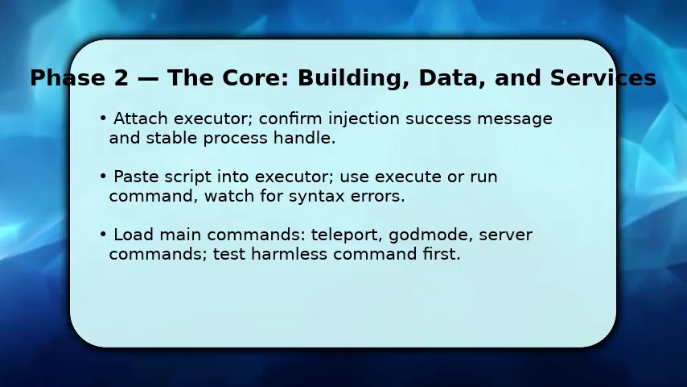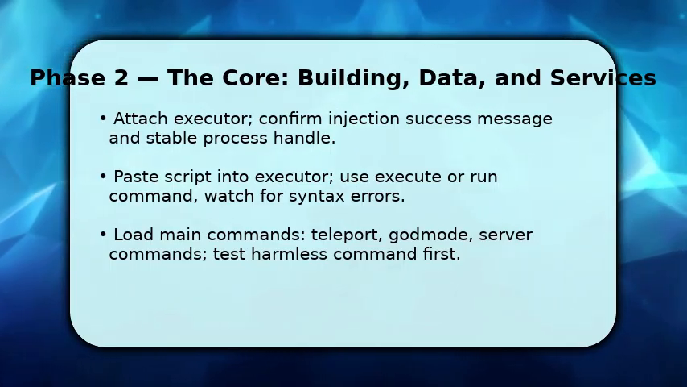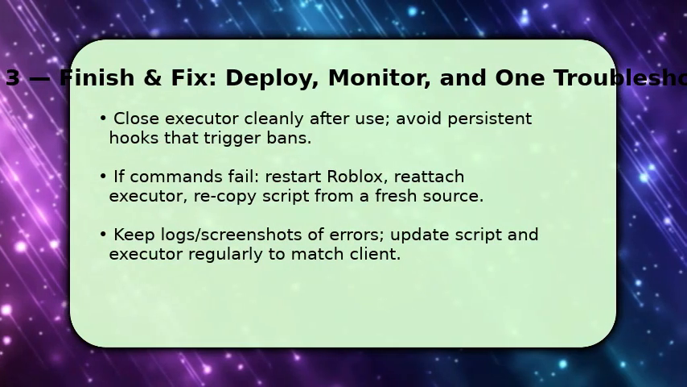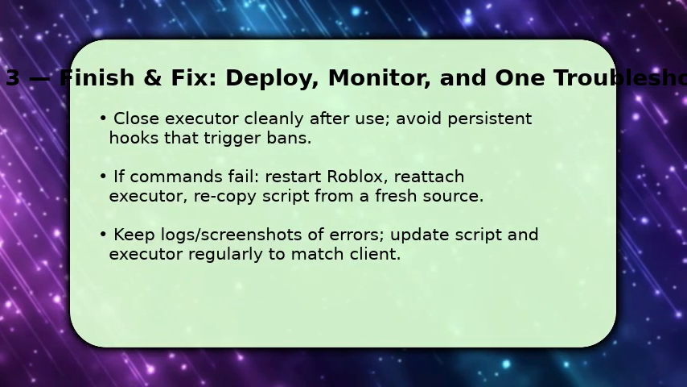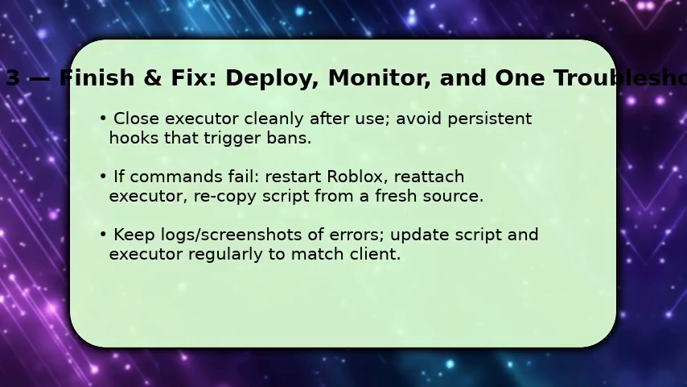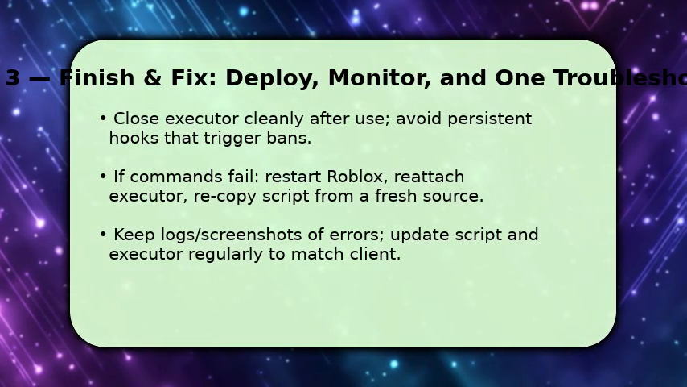Vary pacing, test, confirm, then proceed, so you understand what each command does and why it works in that session. To finish, cleanly close the executor and detach from the Roblox process. This reduces detection risk. If something goes wrong, restart Roblox and reattach the executor, then paste a fresh copy of the script. Corruption often causes silent failures.